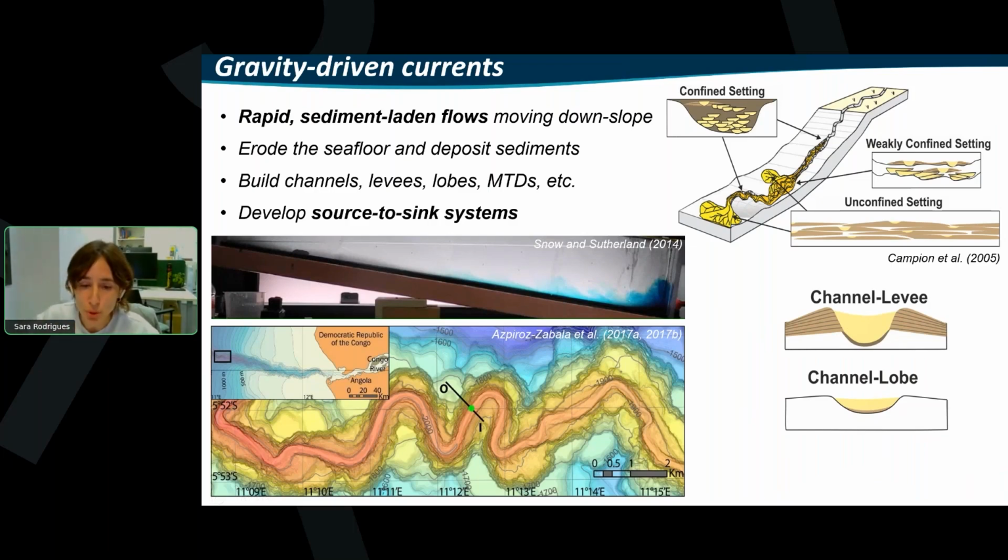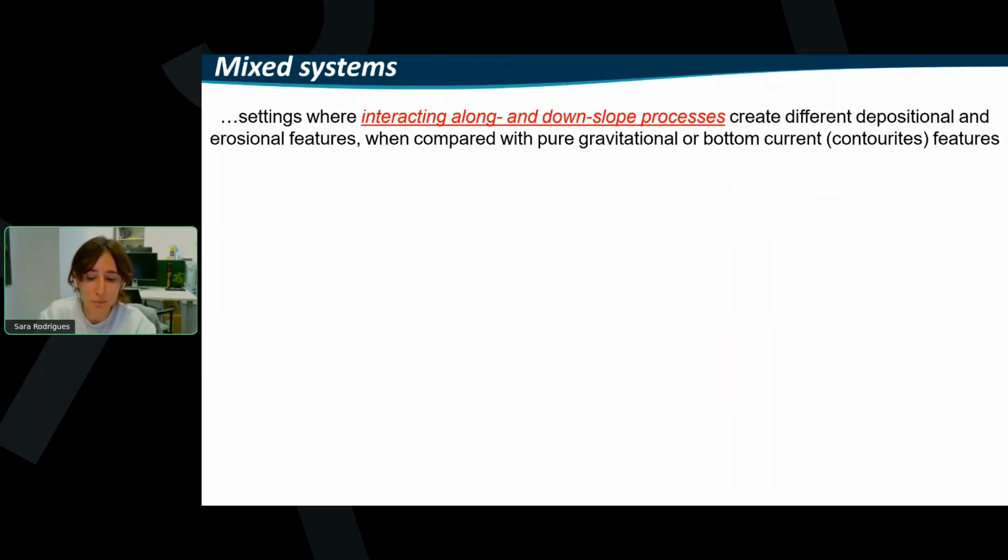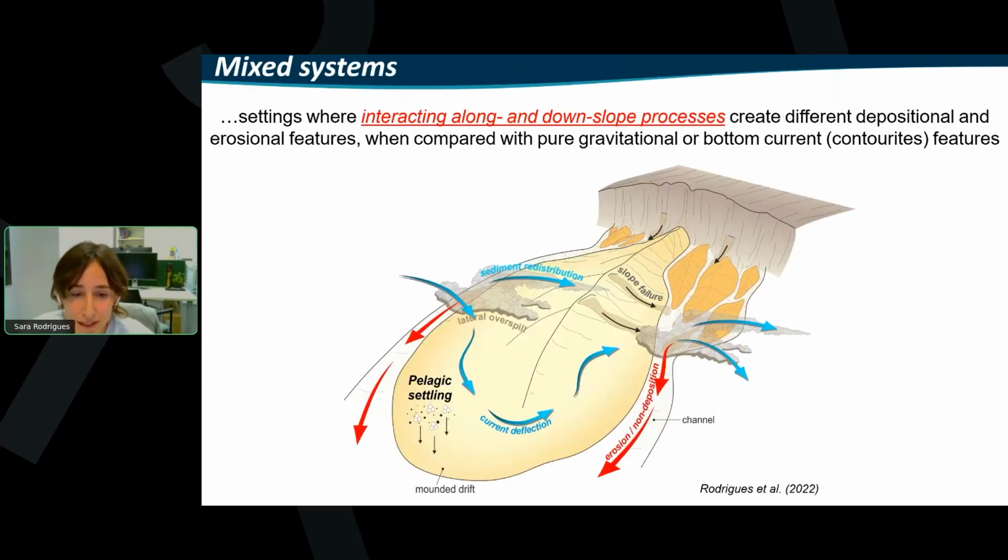So you have two types of processes that occur in deep marine settings, but of course the deep marine system in a deep water environment is not a confined environment. So the two processes will often interact. And what happens when they interact? Well, you could have the processes interacting synchronously.